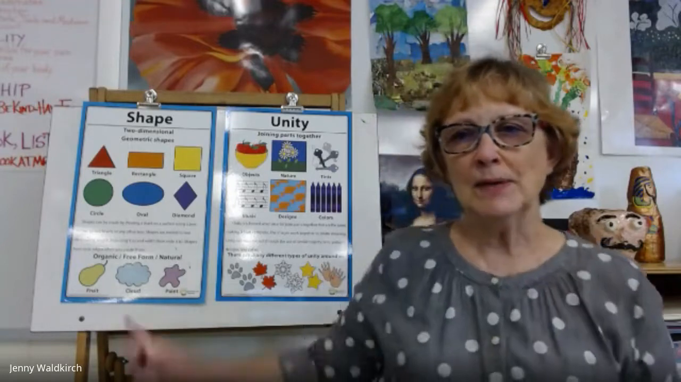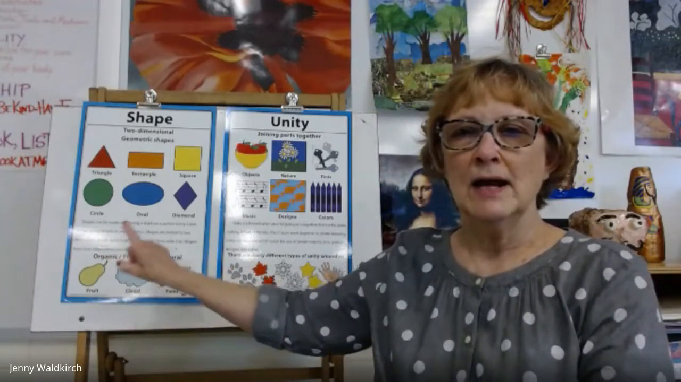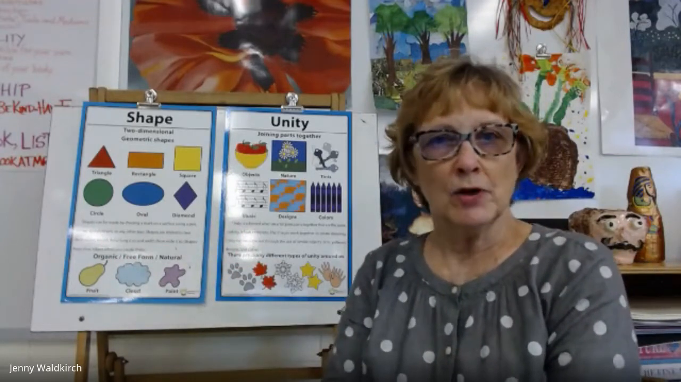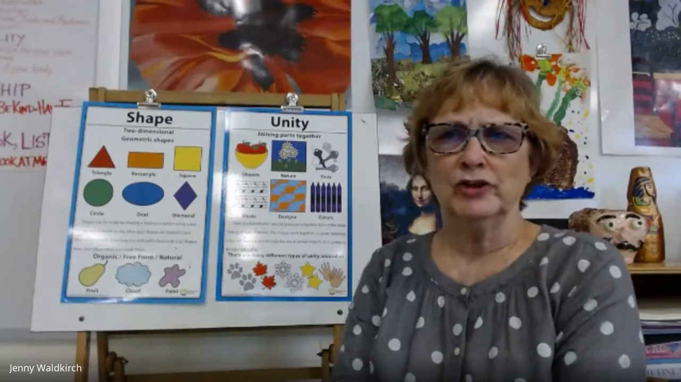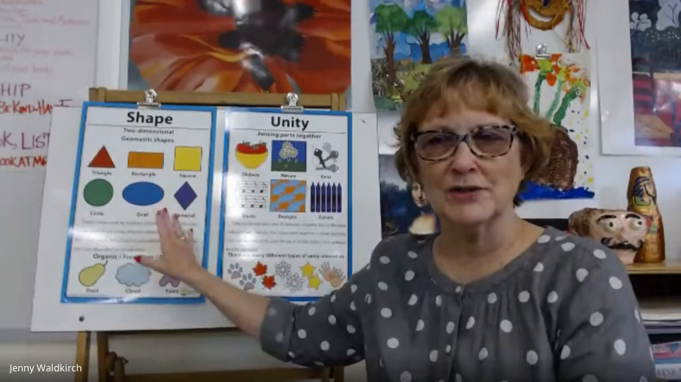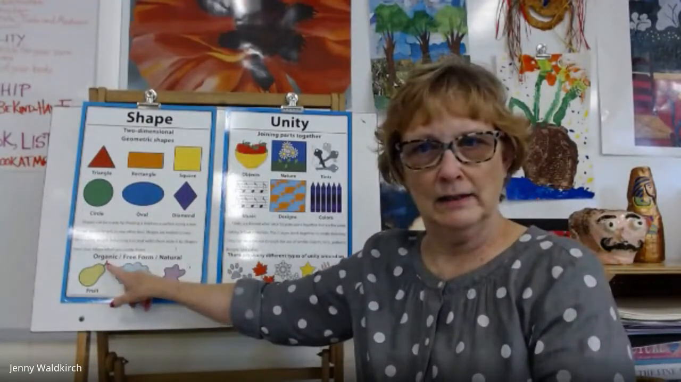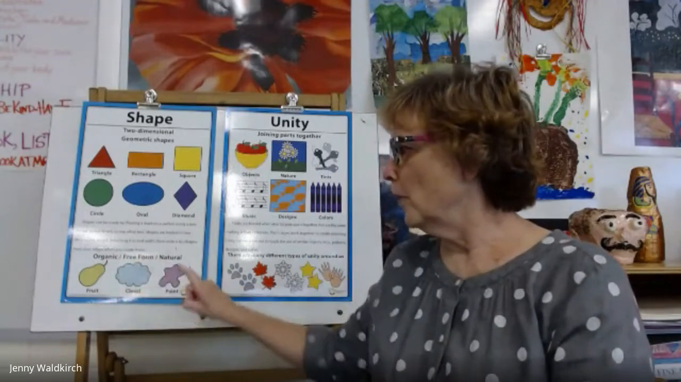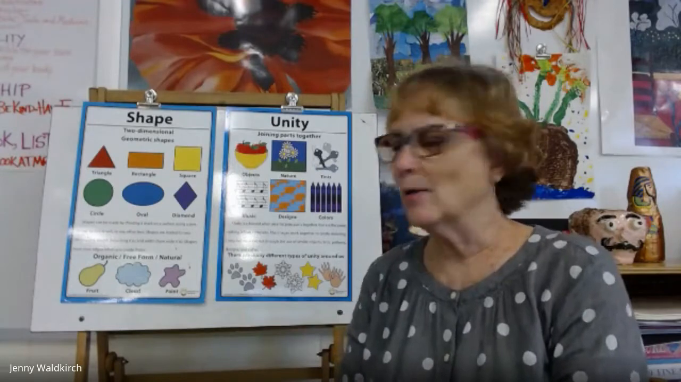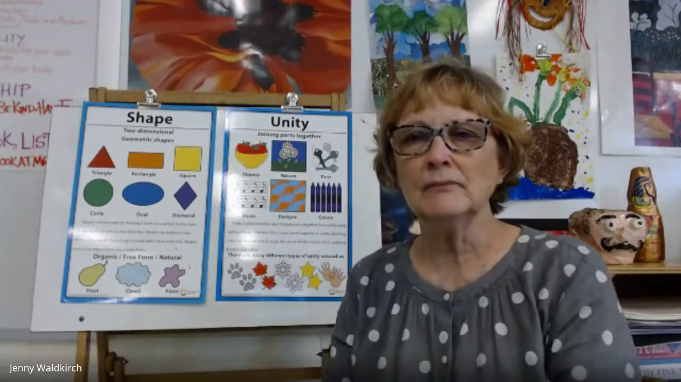Now you can see up here that we're going to be using shapes and we're going to be using unity. Now shapes are elements of art. And you know the shapes. You can see a couple of them here: triangles, rectangles, squares. And sometimes we have organic or free form or natural shapes like fruit and clouds and even paint when it goes to a spatter.